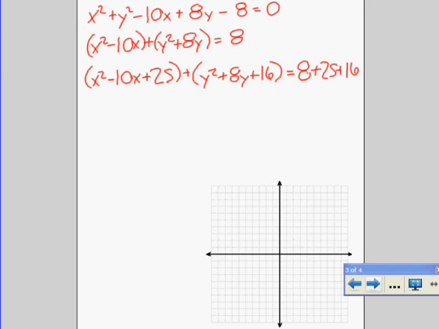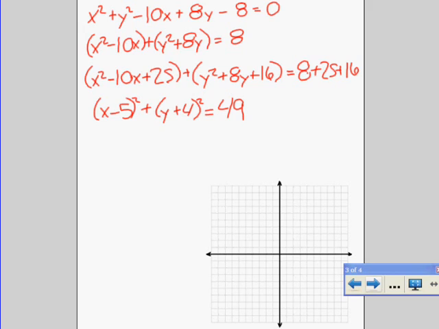My last step of completing the square is to rewrite the trinomials as squared binomials. Here I get (x minus 5) squared and (y plus 4) squared. When I combine my like terms on the right side, I end up with 49. Now that it's in standard form, we can find the center and the radius.